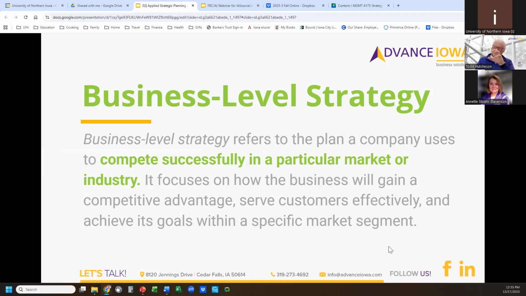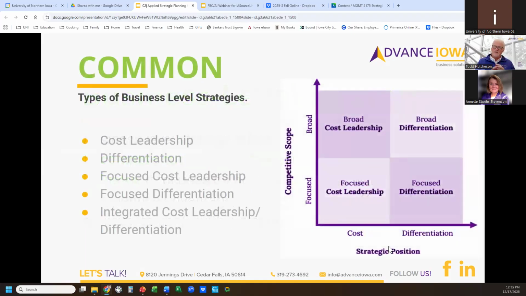But specifically, business level strategies, how do I compete successfully in my market or industry? Can kind of look like this. It's a Porter's five forces. Michael Porter is a very learned and well-documented strategic planning guru, but these are the common types of business level strategies. And it breaks down like this.